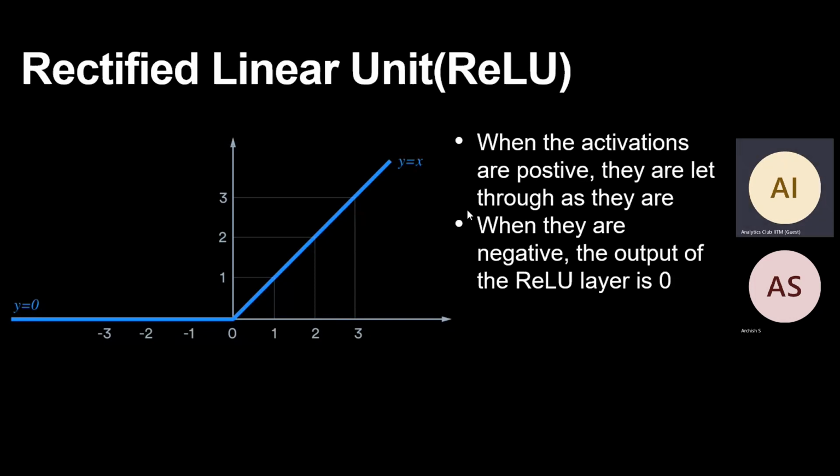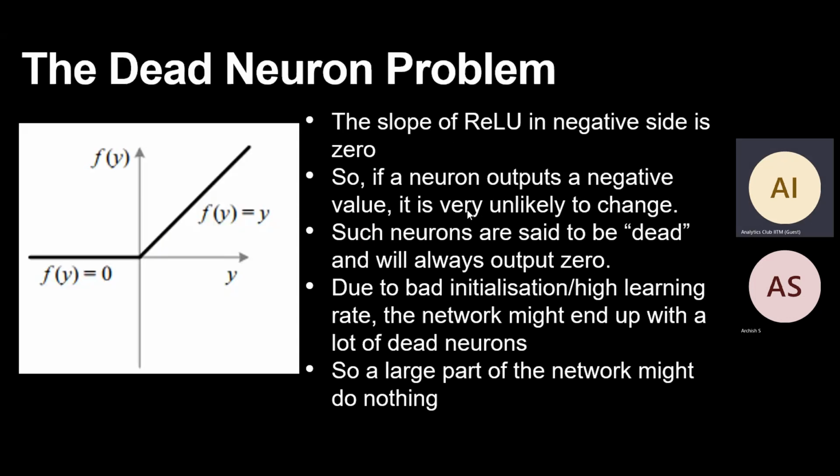So what he said is, if the slope is 0, the gradient of the loss function with respect to it would become 0. This is called the dead neuron problem. Since the slope of ReLU on the negative side is 0, if a neuron outputs a negative output, it never gets trained. This parameter is always constant. If a lot of neurons in your model output a negative value, it would lead to a large part of your model practically doing nothing.